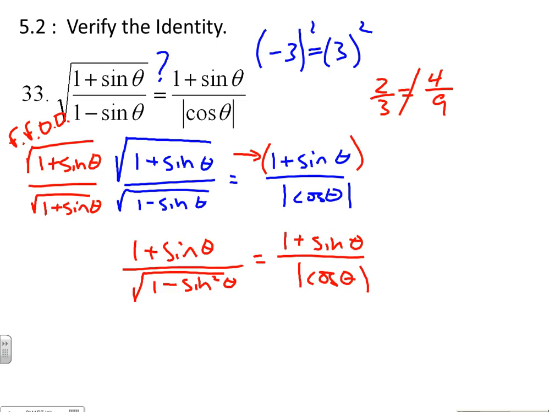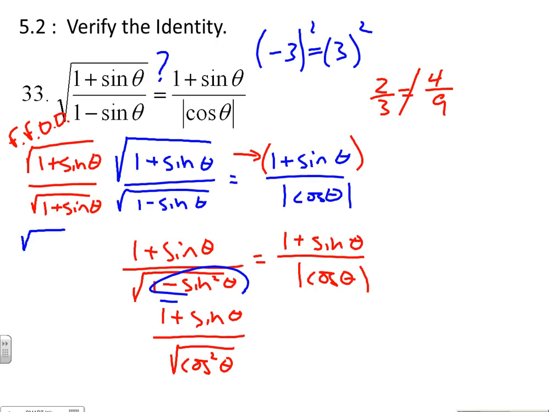Let's talk about the absolute value, because I can see that this is 1 plus sine of theta on square root cosine squared of theta. 1 minus sine squared is cosine squared of theta. But what about that absolute value? And that's a tricky one for us at times, but I would say, how about this? If I said square root of 7 squared, we all know that's 7, right? What is square root of -7 squared if I write it like this?